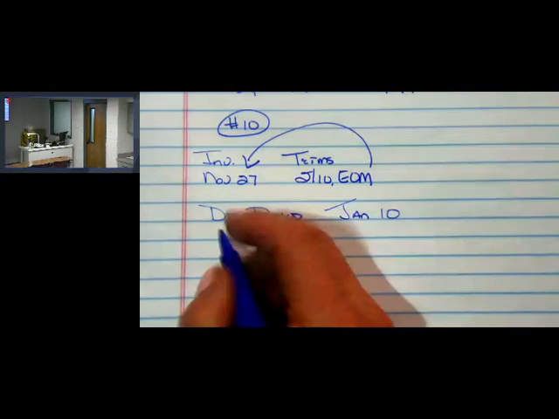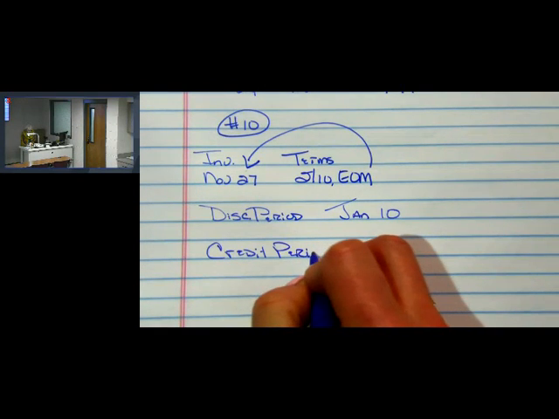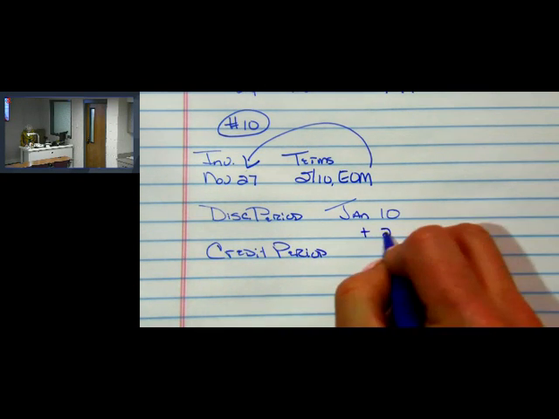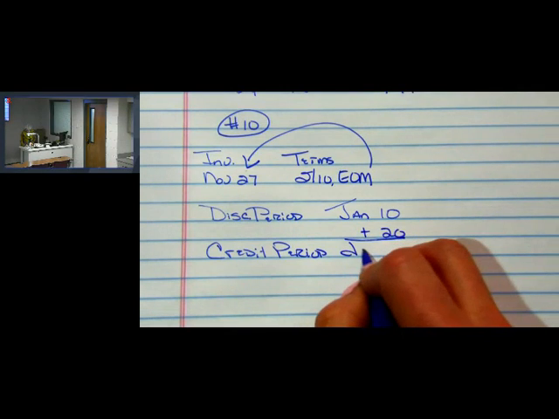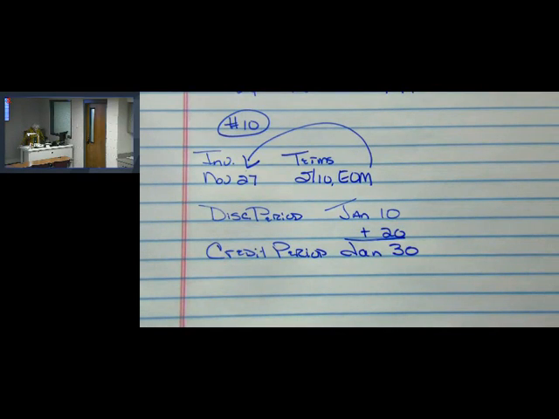The credit period on an EOM is always going to be 20 days later, or January 30th. All right, so I just want to make sure you know that. Now, if you look at your calendar, you know January has 31 days in it. So it's really not the end of January, it's January 30th. So it's always 20 more days from the discount period on an EOM. Okay, I hope that helps.